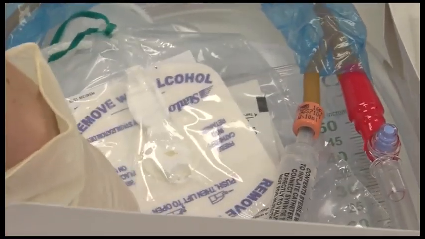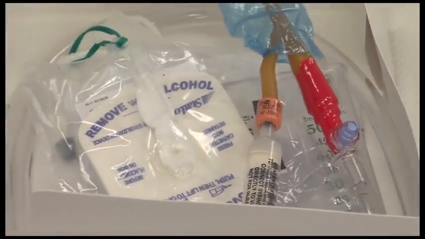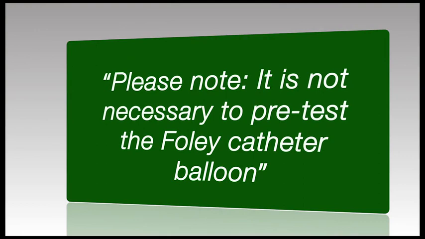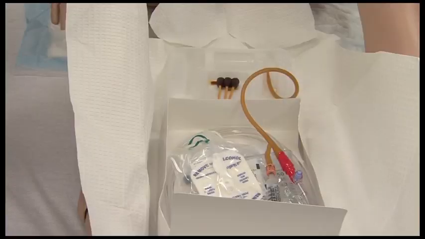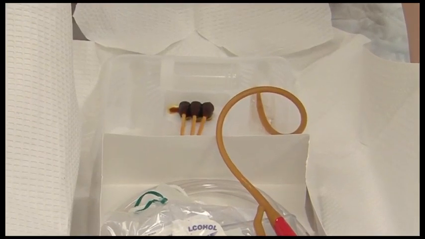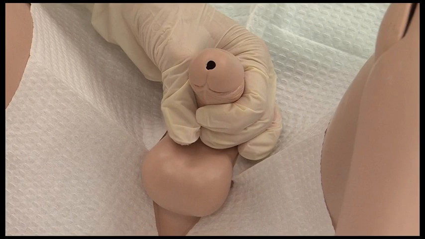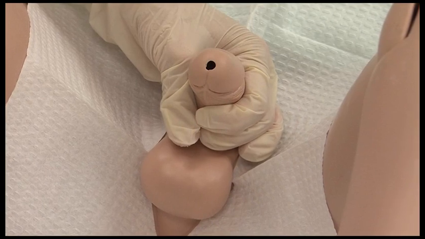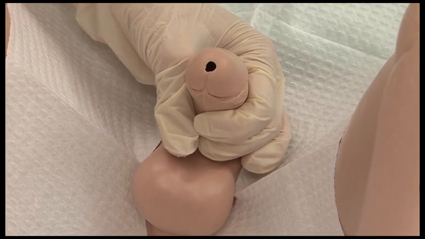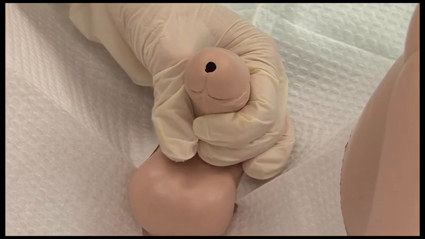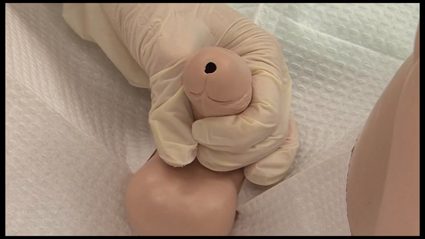Attach the syringe filled with sterile water to the inflation port. Please note that it is not necessary to pre-test the Foley catheter balloon. Remove Foley catheter from the blue wrap and place it in the lubricant. When you are ready to begin prepping, elevate the penis with non-dominant hand, holding it perpendicular to the body without compressing the urethra. This hand is now contaminated and committed to non-sterile activity. With the uncircumcised patient, the foreskin should be gently retracted.